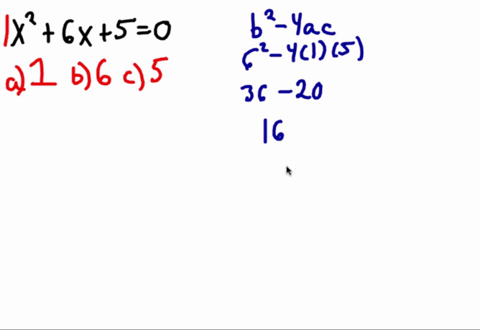The discriminant tells us how many and what type of solutions we have. Here are some important rules to keep in mind. If the discriminant comes out to be equal to 0, we have one real solution.